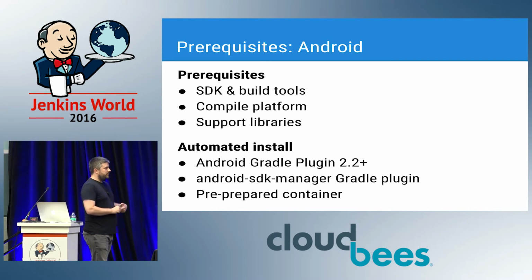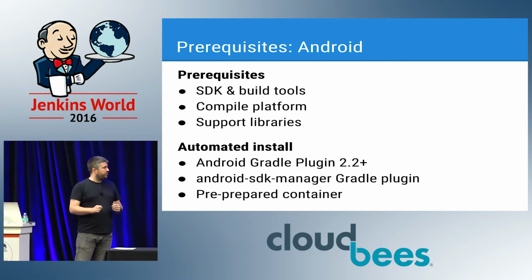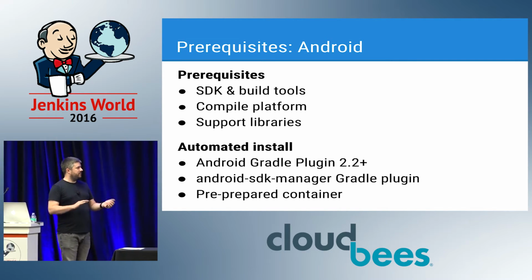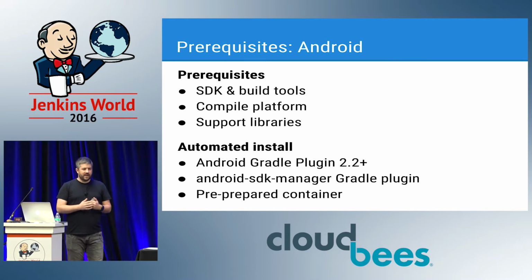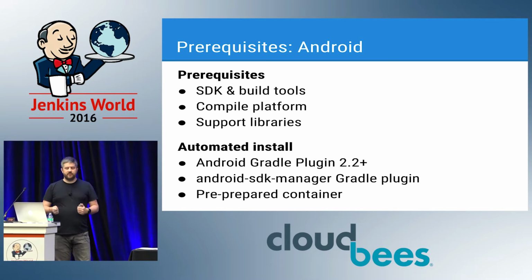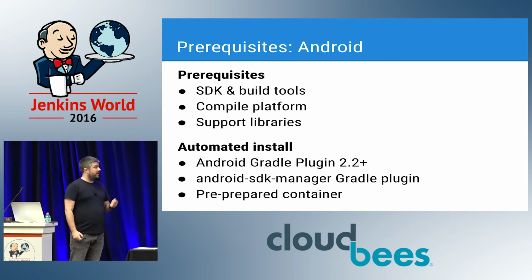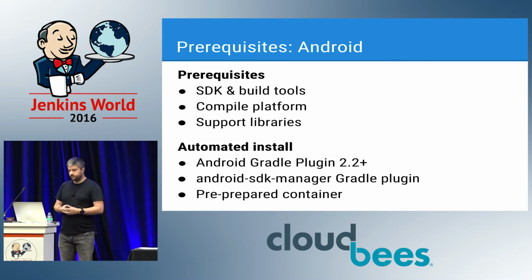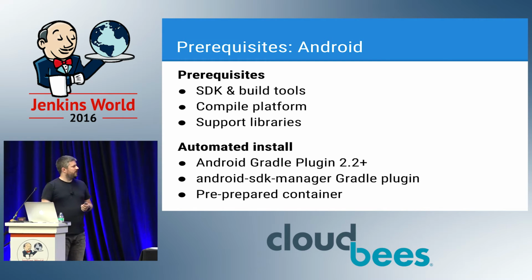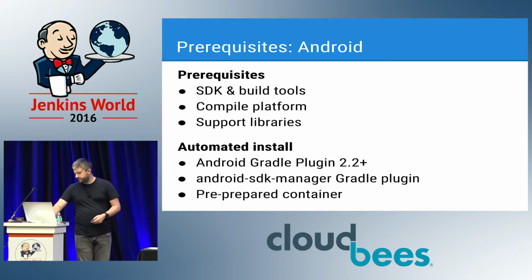So the Android Gradle plugin, in its very latest version, 2.2, which should be coming out anytime around now, actually now has the functionality built in to automatically install an Android SDK for you, to automatically install the build tool you require and the platform and the support libraries. There's also some other ways of doing this. For example, there's a third-party Gradle plugin called Android SDK Manager, but that's not so well maintained nowadays, so it's probably better to go for this new official Android Gradle plugin.